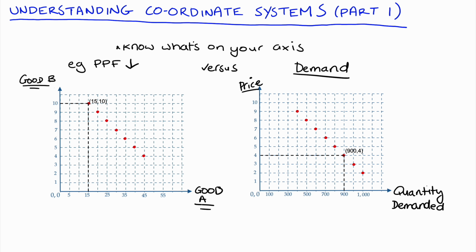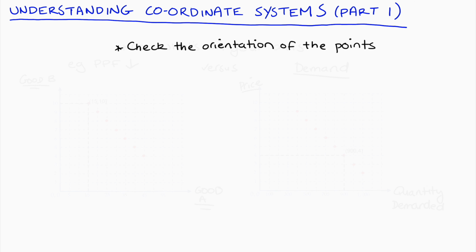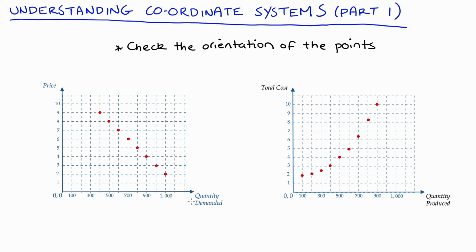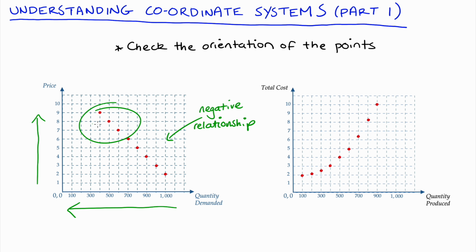Apart from knowing what's on your axes, as I gestured to before, the orientation of the points on our axes is also worth noting. So if we look at our demand schedule again, we see a negative relationship. As price increases, quantity demanded decreases. You can see it like this. For higher prices up here, those points are associated with lower quantities. If we look to where prices are relatively low, those points are associated with higher quantities.